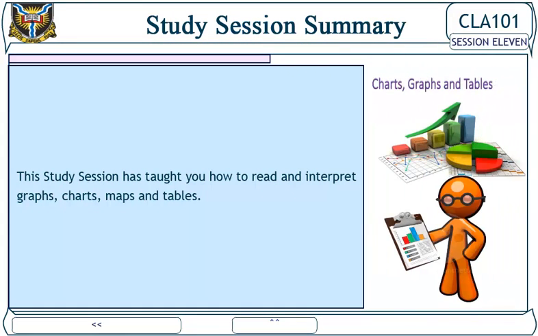Study session summary. This study session has taught you how to read and interpret graphs, charts, maps, and tables. End of study session 11.